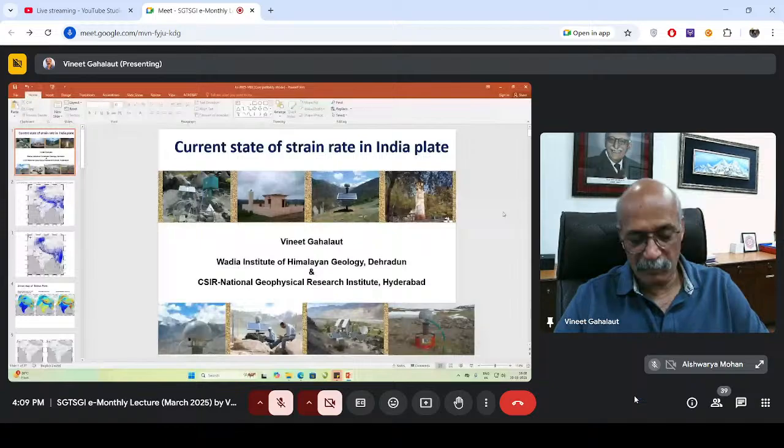And he's a recipient of several awards, to name a few, like the INSA Medal for Young Scientists, CSIR Medal for Young Scientists, etc. And he's a fellow of all the 3 academies of India: Indian Academy of Sciences, Bangalore, Indian National Science Academy, and National Academy of Sciences.